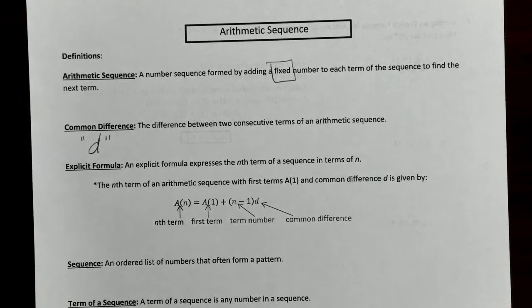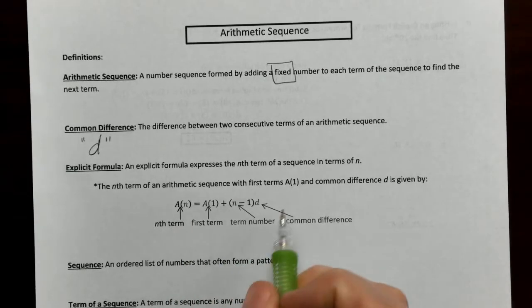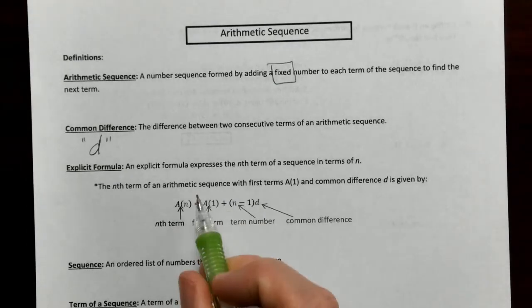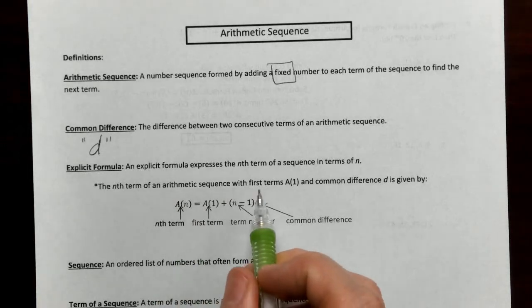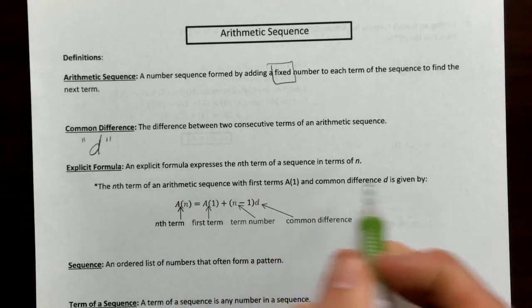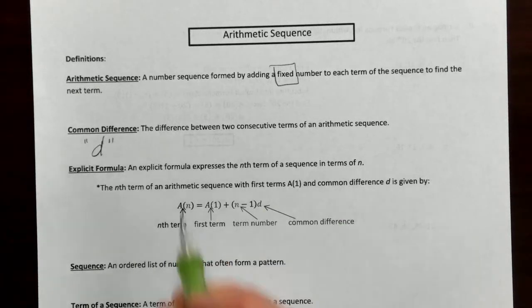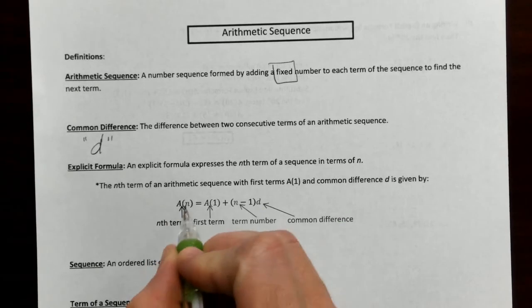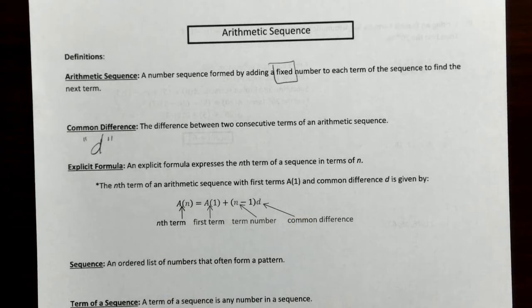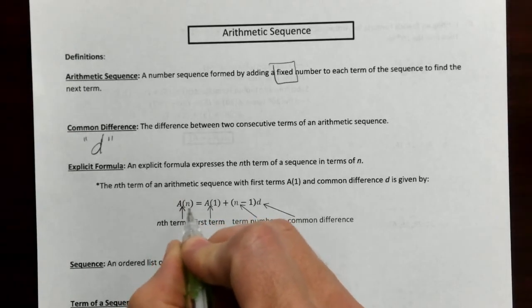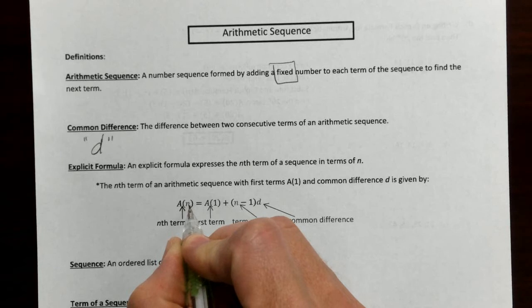Okay, so again, the explicit formula is listed right here. The nth term of an arithmetic sequence with first term a sub 1 and common difference d is given by this formula. Okay, so again, what does this mean? This is the nth term. So in my example, I said I want you to find the 20th term. That would be a sub n, a sub 20.